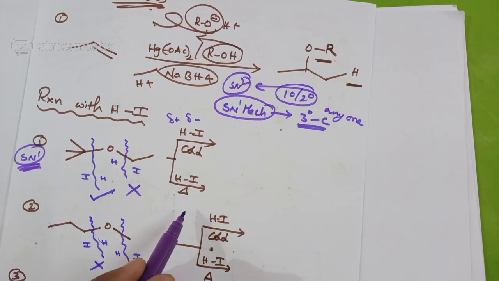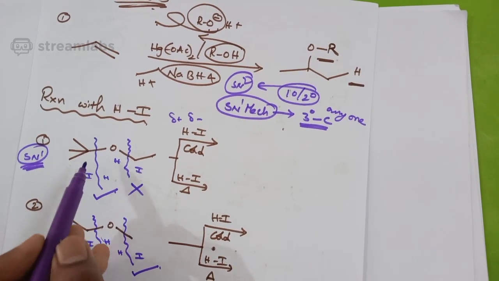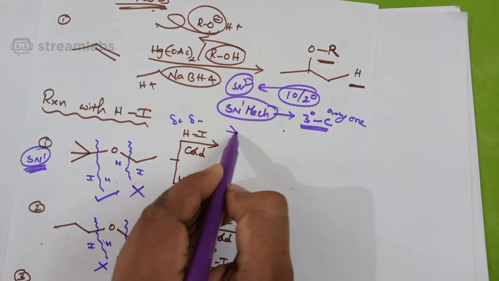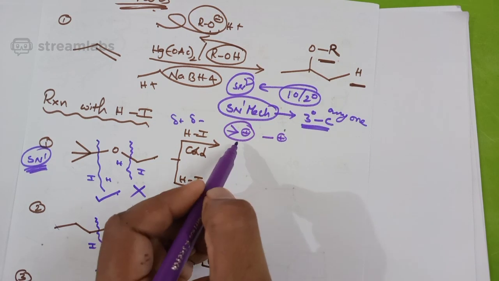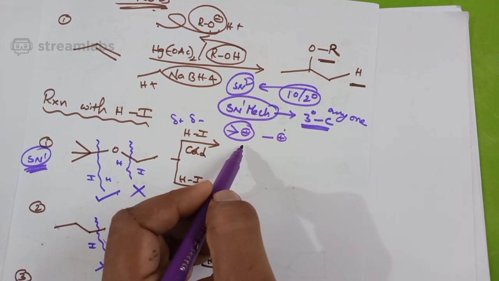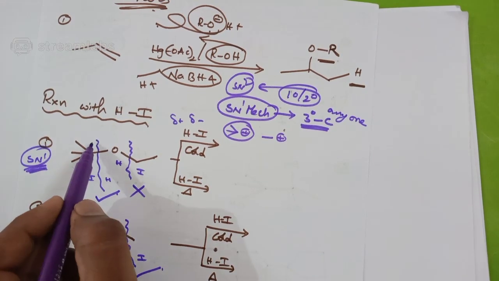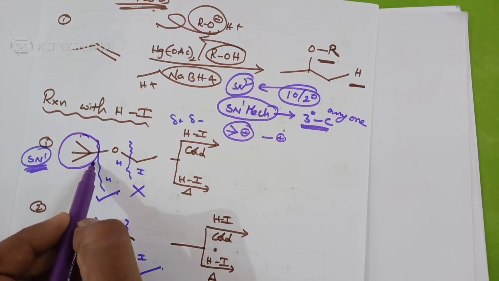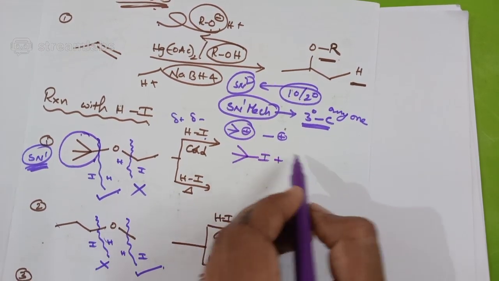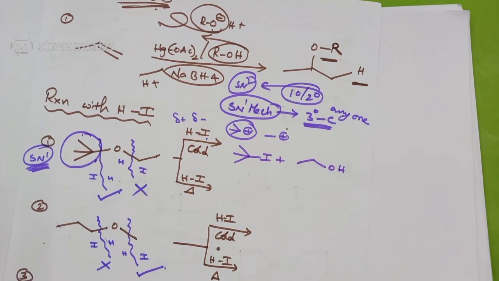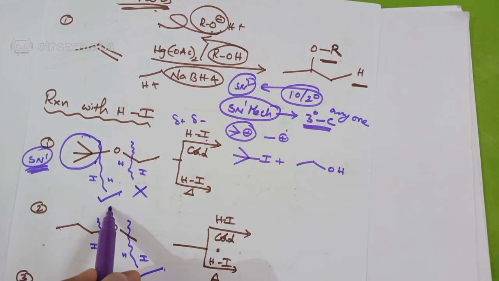According to SN1, the main step is that the intermediate is a carbocation. In these two, which carbocation is most stable? Tertiary carbocation is most stable or ethyl carbocation? Tertiary carbocation is most stable. Why? Hyperconjugation, more stable intermediate, more reactive. Tertiary is more reactive than primary. So 100% this carbocation is formed, and the negative part attacks. That means I, and the right side is ethanol. Iodide on left, alcohol on right. So only this one is the correct answer, not this one.